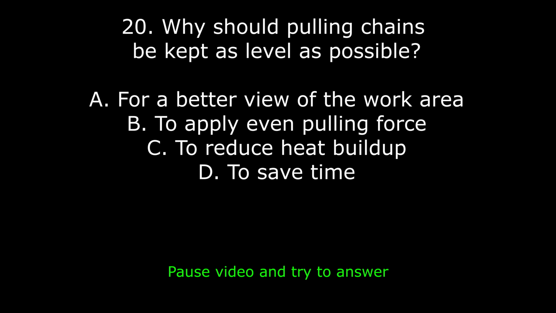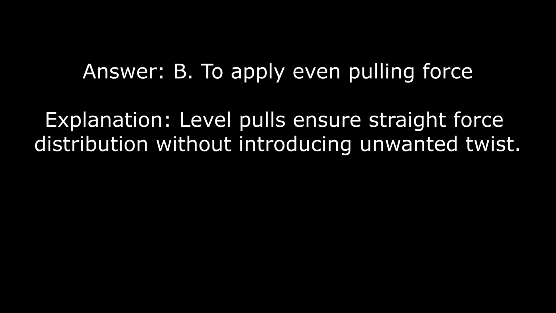20. Why should pulling chains be kept as level as possible? A. For a better view of the work area. B. To apply even pulling force. C. To reduce heat buildup. D. To save time. Answer: B. To apply even pulling force. Explanation: level pulls ensure straight force distribution without introducing unwanted twist.